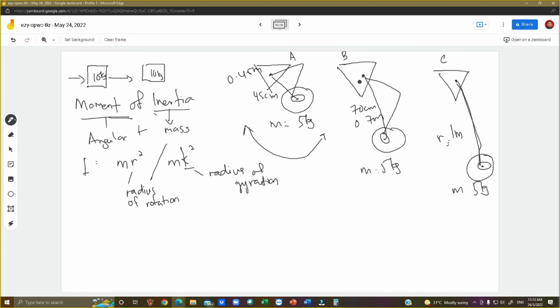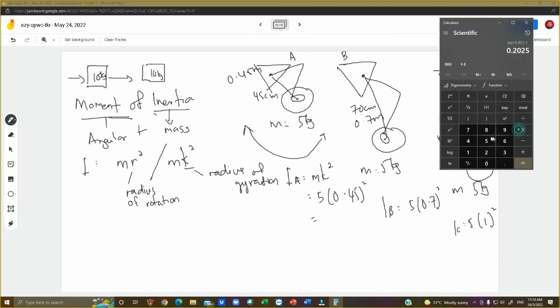And in order to measure the mass, we are going to conduct measurement for moment of inertia. Let's measure moment of inertia for A first. So I A equals to mk square equals to 0.45 square. Yang ini I B equals to 0.7 square, and this one I C equals to 1 square. Apa kita dapat kat sini?